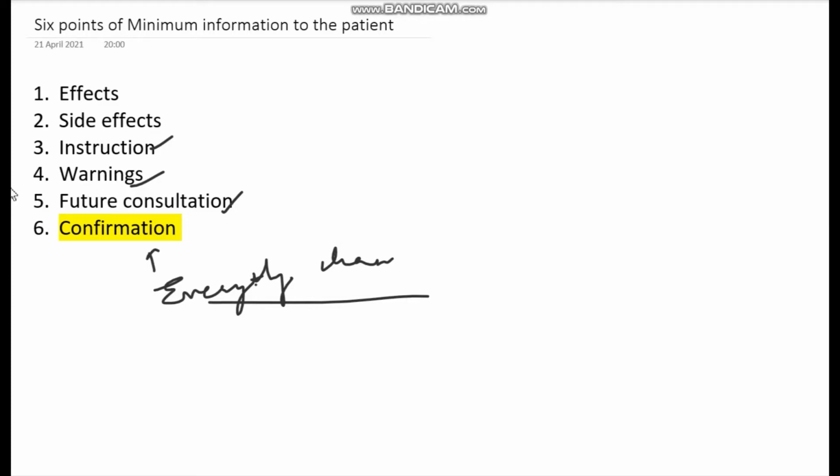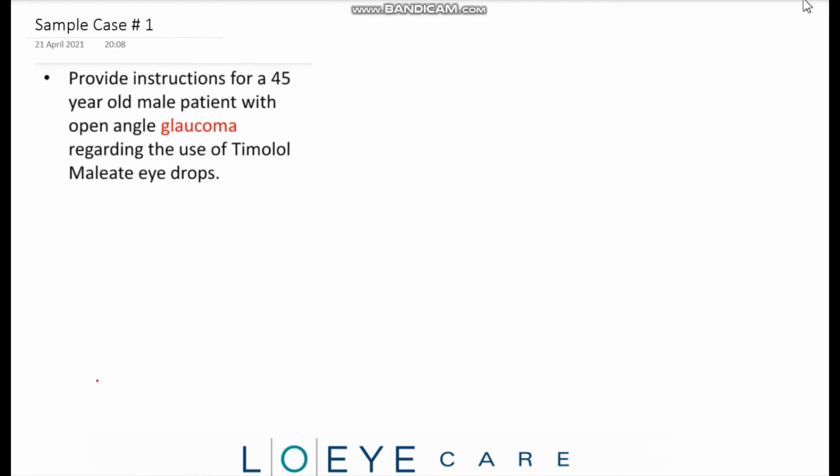Alright, so let's start with our sample cases. So here is the first sample case. It says to provide instructions for a 45-year-old male patient with open angle glaucoma regarding the use of timolol maleate eye drops. So the drug here is timolol maleate, and the patient is diagnosed with a condition called glaucoma.